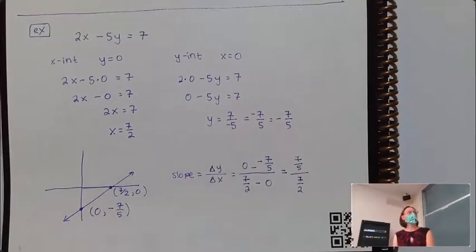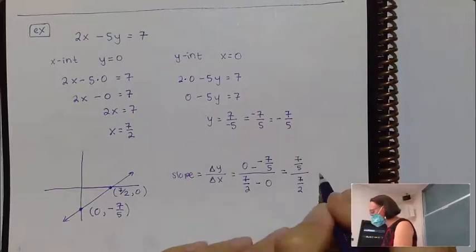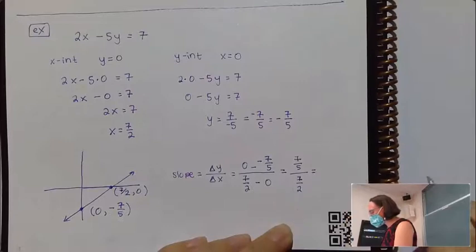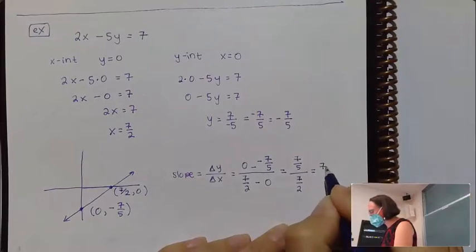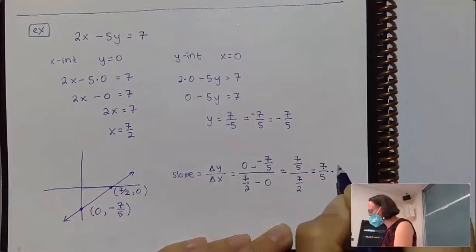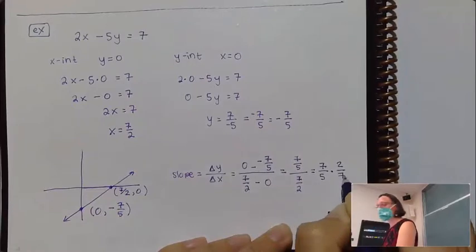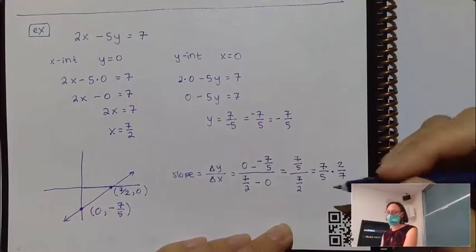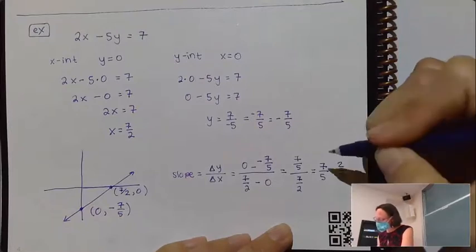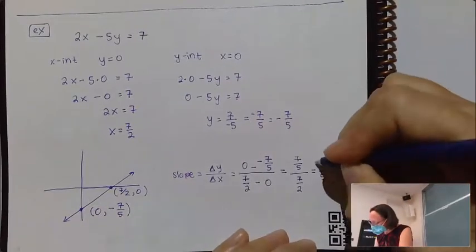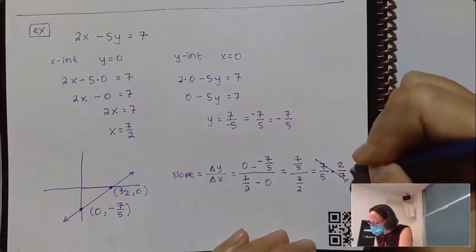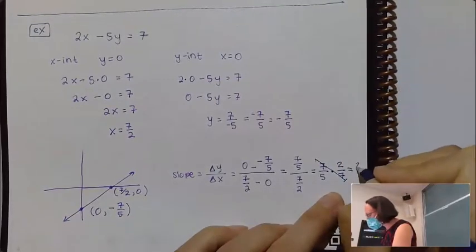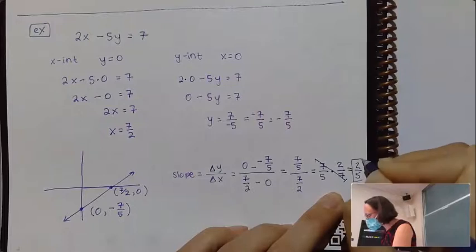But this is the place where dividing by a fraction, I can rewrite as multiplying by the reciprocal. I think I can squeeze it in over here. So if I rewrite that to say 7/5 times 2/7, then my 7/7 becomes a 1. And I am left with 2/5 as my slope.